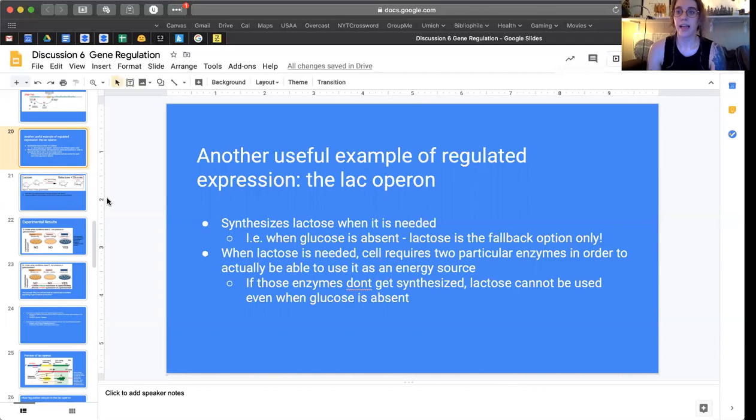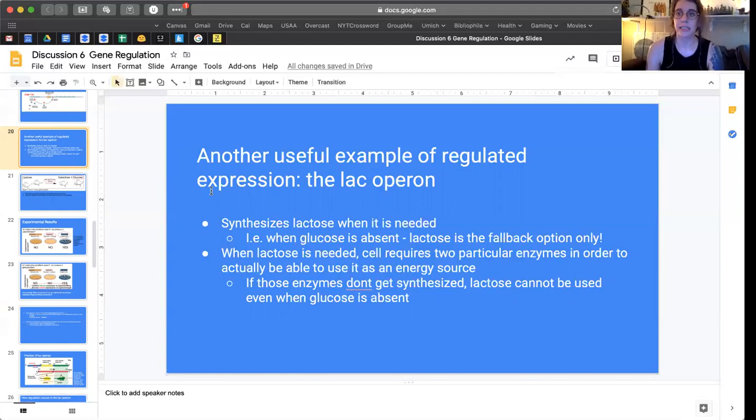Okay, so the lac operon, again, is present in E. coli. And essentially E. coli always favors glucose as its primary energy source. So when glucose is present, it doesn't really matter if lactose is there or not. It's always going to preferentially choose glucose to break down into energy. However, if glucose is depleted for some reason or absent, then it's going to say, okay, we're going to use the lactose now. It's kind of our second choice, but we've got to do it.